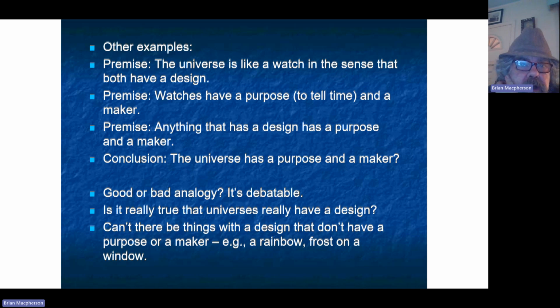Now, also look at premise number 3. Anything that has a design has a purpose and a maker. Well, I don't know. Can there be things with a design that don't have a purpose or a maker? What about a rainbow? Why does a rainbow have the colors it does? It has to do with the refraction of light, and with the ionization of water vapor. If you look at frost on a window, was there some God that designed it? Or is it just that the frost on the window adheres to the rules relating to the chemistry of H2O, of water? So that one's not so clear.